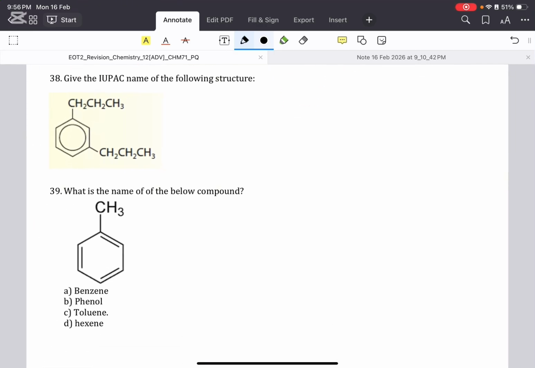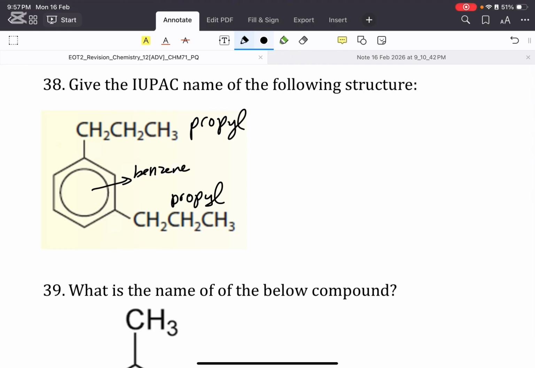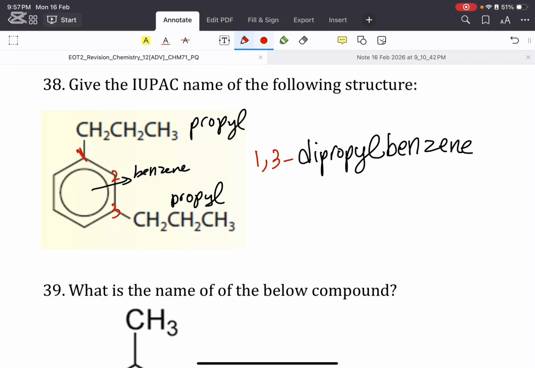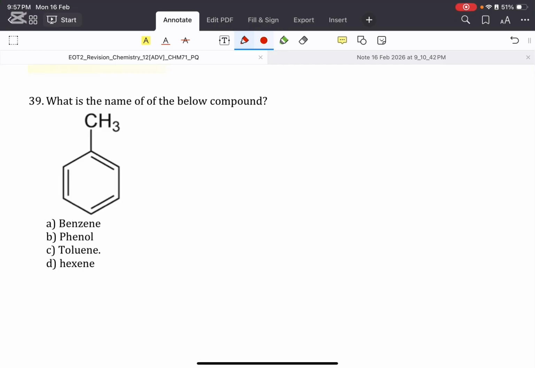More questions to name. I have a propyl and I have another propyl, and this is benzene. Since propyl is repeated twice, I'm going to say dipropyl benzene. But I need to tell you where they are located. I can see one on the first and one on the third. 1,3-dipropyl benzene.